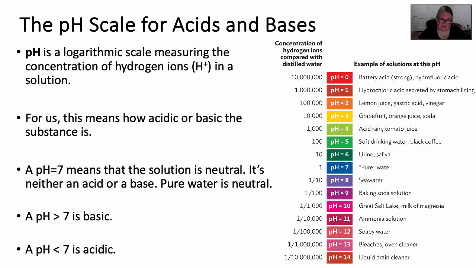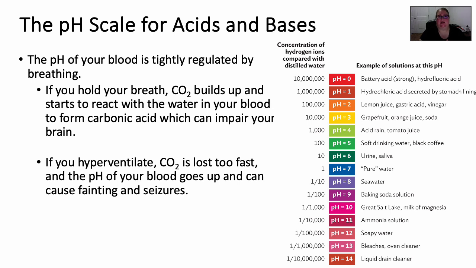7 is neutral, less than 7 is acidic, more than 7 is basic. Okay, so let's talk about a real life example of this, and let's talk about what happens when you have CO2 in your bloodstream. So we know if we are regularly breathing, we're breathing in oxygen and we are breathing out CO2. Okay, so regular breathing, we're going to have pretty neutral pH in our blood.